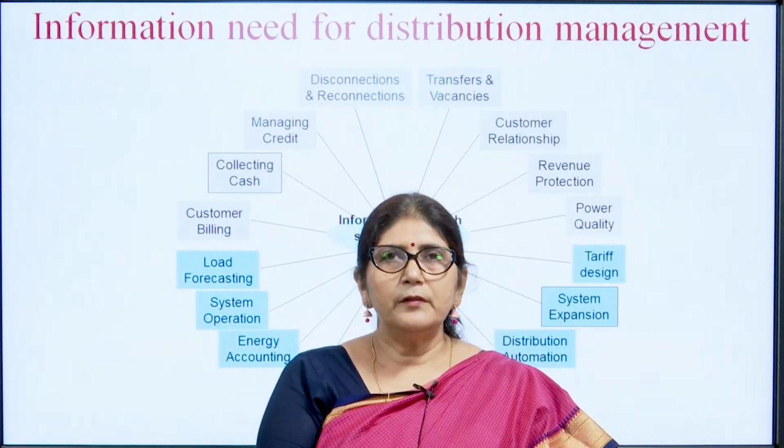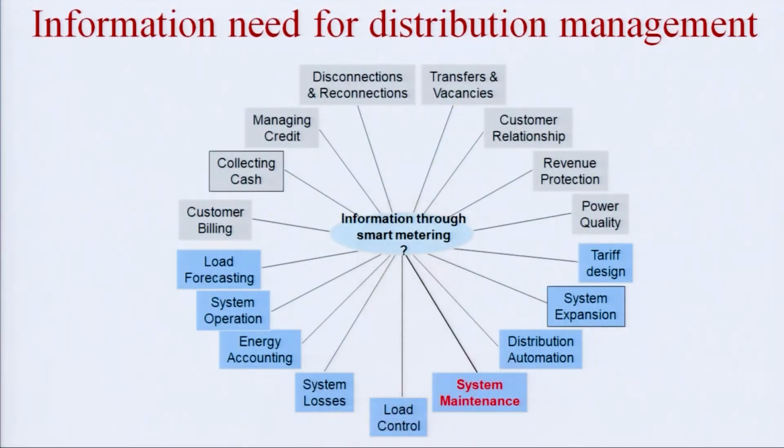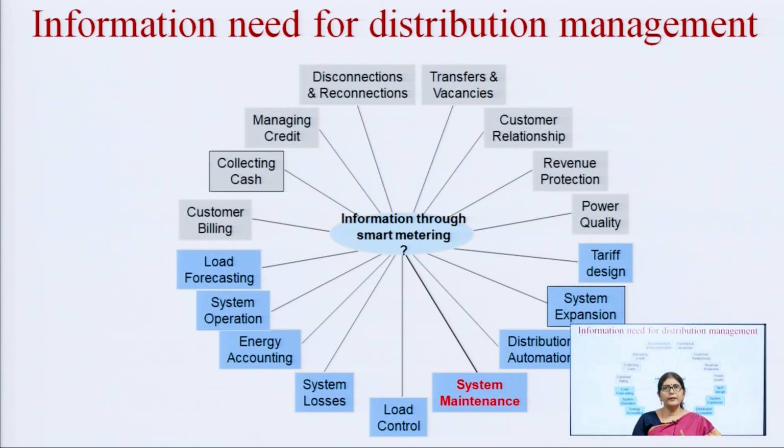So, in a smart meter, when there is a distribution system, the utility office, or the office that provides the electricity, needs the following things: load forecasting, system operation, energy accounting, system losses, and so many others like tariff design, system expansion, power quality. So, these are the many quantities that they want to measure. This smart meter basically transfers the information from the consumer end to the utility end.